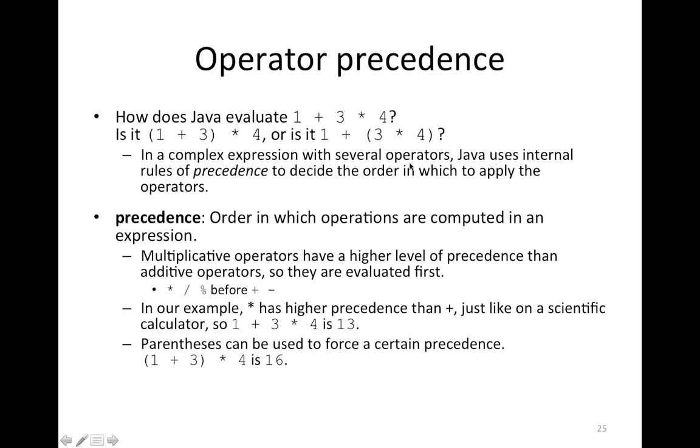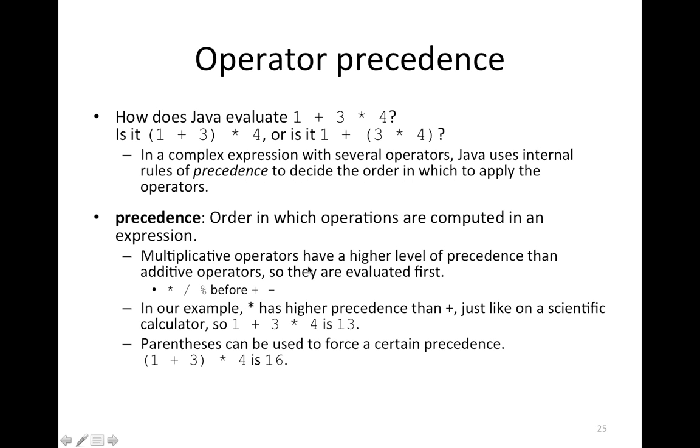In a complex expression with several operators, Java uses internal rules of precedence to decide the order in which to apply the operators. It is the order in which operations are computed in an expression. I think you guys must have seen BODMAS also, right? It doesn't exactly follow that, but if you follow that, you can get it right most of the time.